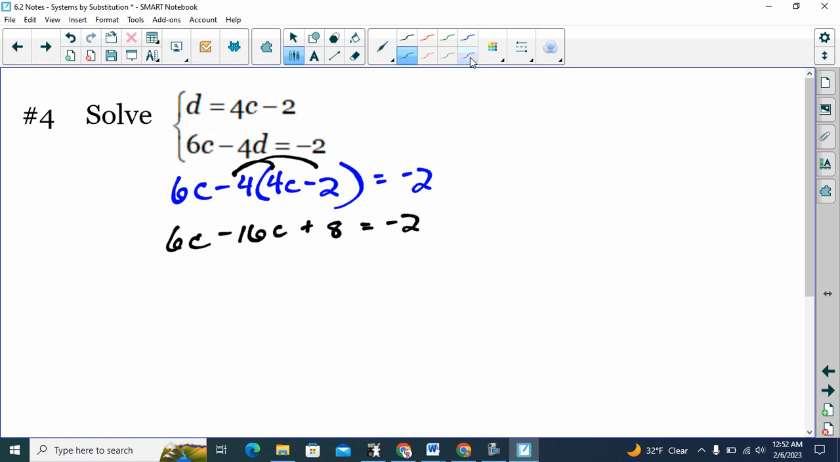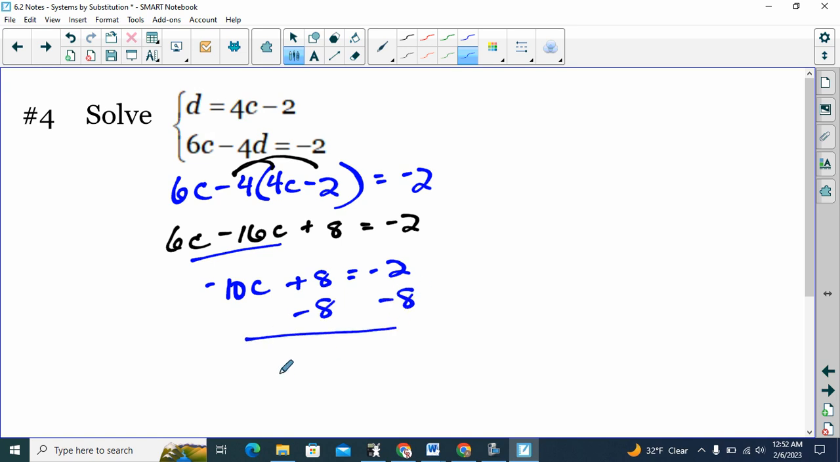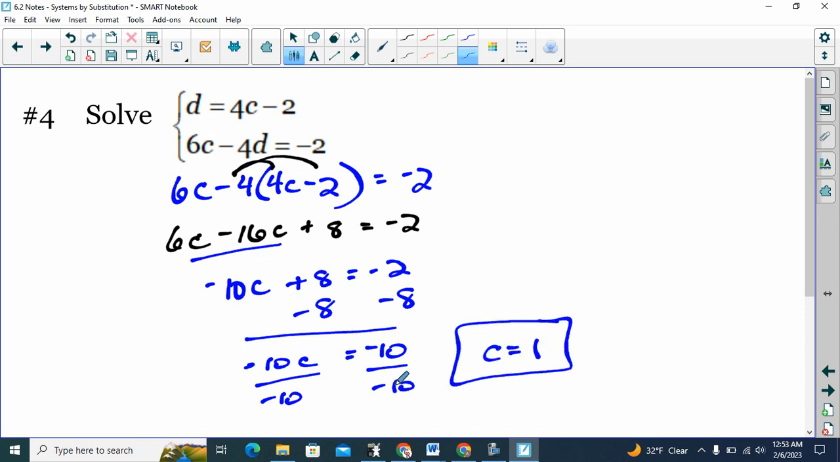6c minus 16c, those are like terms. That's negative 10c. Subtract 8 from both sides. Negative 2 minus 8, that's negative 10. And divide both sides by negative 10. Negative 10 divided by negative 10 is 1.